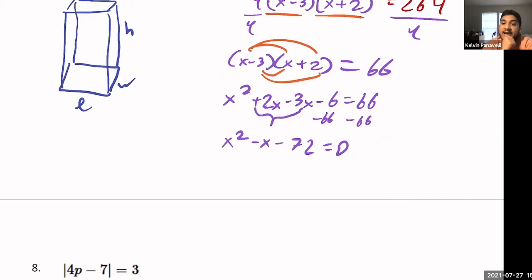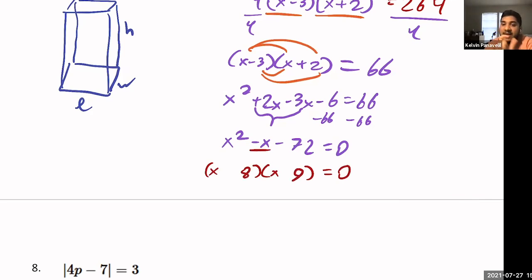So almost, right? 8 and 9, you're right. 8 times 9 is 72, but one of them has to be negative, right? Two negatives make a positive, right? Negative 8 times negative 9 is positive 72. So one of them has to be negative, one of them has to be positive, and we look at that middle term, the negative x, to determine where the negative should be.